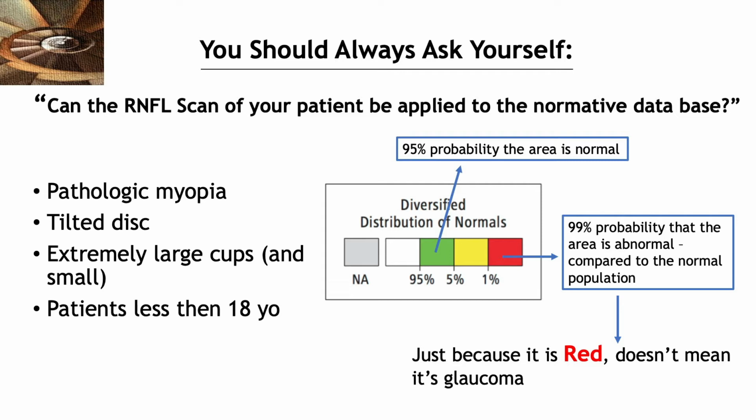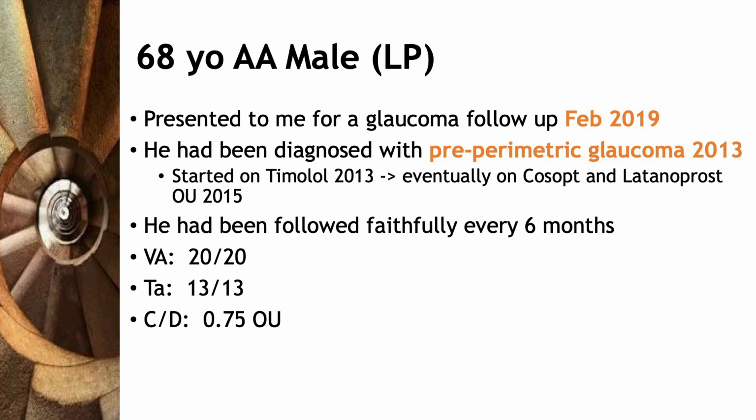But again, just because you get a red on the RNFL doesn't necessarily mean that the patient has glaucoma. And it goes back to that original thought that I had. Sometimes you've got to look at all the information, the pressure, the patient's nerve, your visual field, and the data that you get from the OCT and ask yourself, is it really abnormal? Does this patient really have glaucoma? And so with that, let me dig into my case.